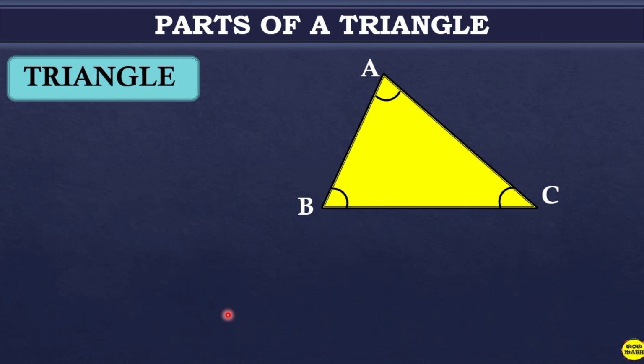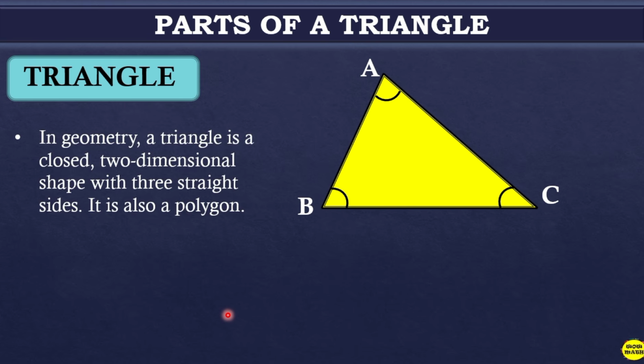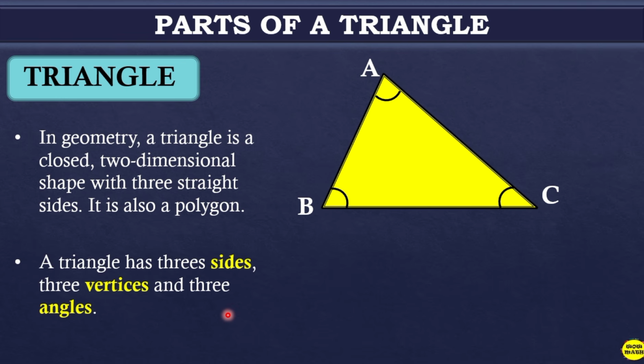Okay, so let's proceed to the parts of a triangle. Why do we need to discuss the properties? Because we can use them here. Okay? So, parts of a triangle. In geometry, a triangle is a closed two-dimensional shape with three straight sides and it is also a polygon. A triangle has three sides, three vertices, and three angles. So to say that it is a triangle, it must have three vertices, three sides, and three angles.